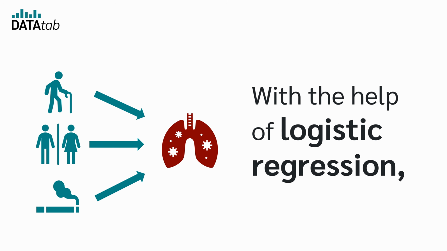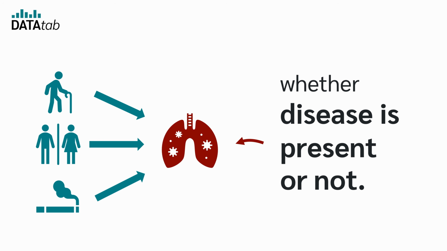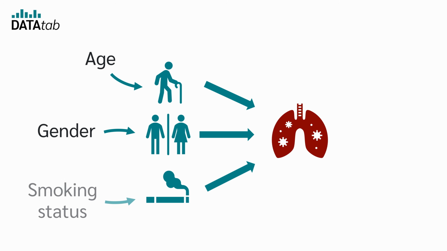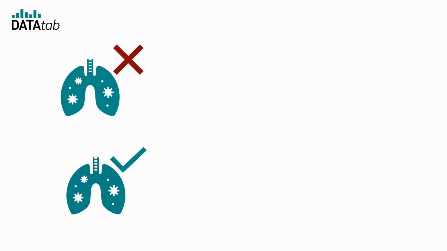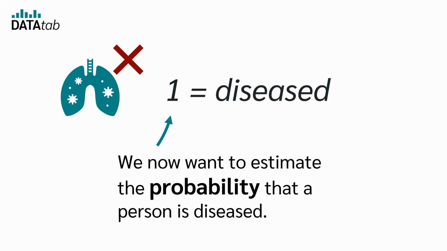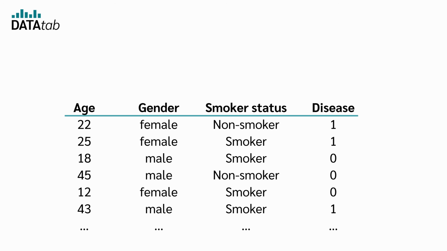So, with the help of logistic regression, we can determine what has an influence on whether a certain disease is present or not. For example, we could study the influence of age, gender, and smoking status on that particular disease. In this case, 1 stands for diseased and 0 for not diseased. We now want to estimate the probability that a person is diseased. So our data set might look like this.